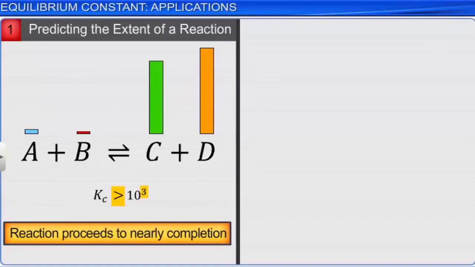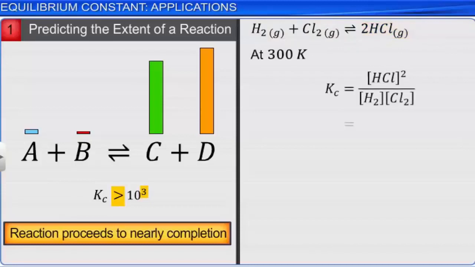For example, the equilibrium constant for the gaseous reaction between hydrogen and chlorine to form hydrogen chloride at 300 Kelvin has a very large value of 4 into 10 raised to the power 31.